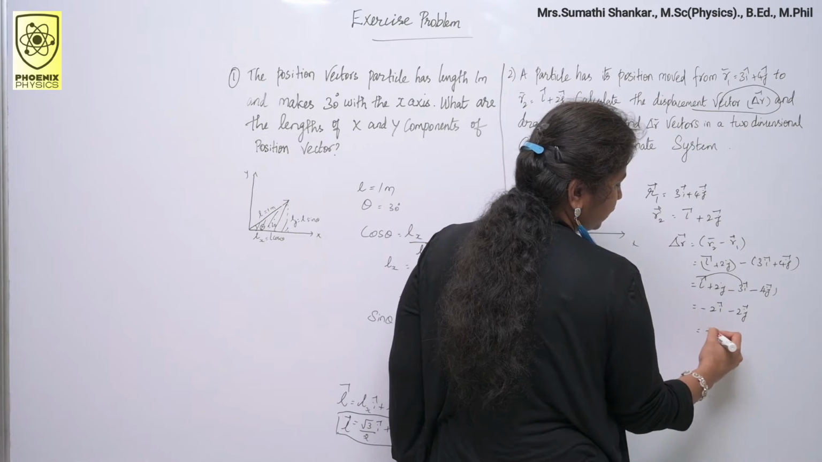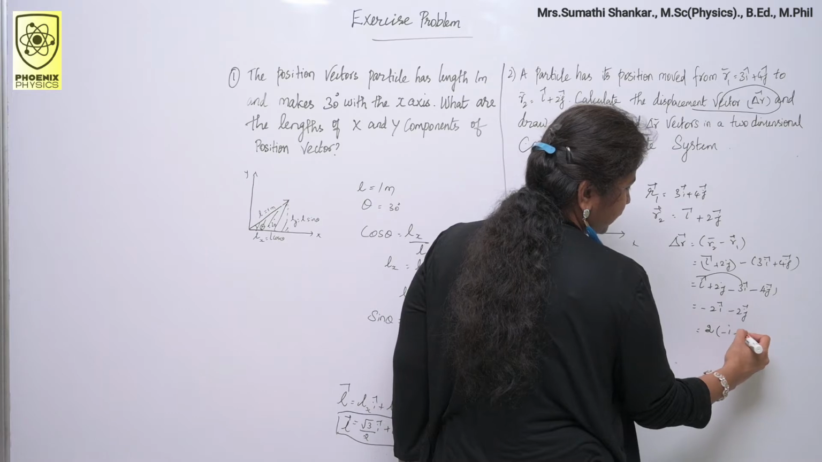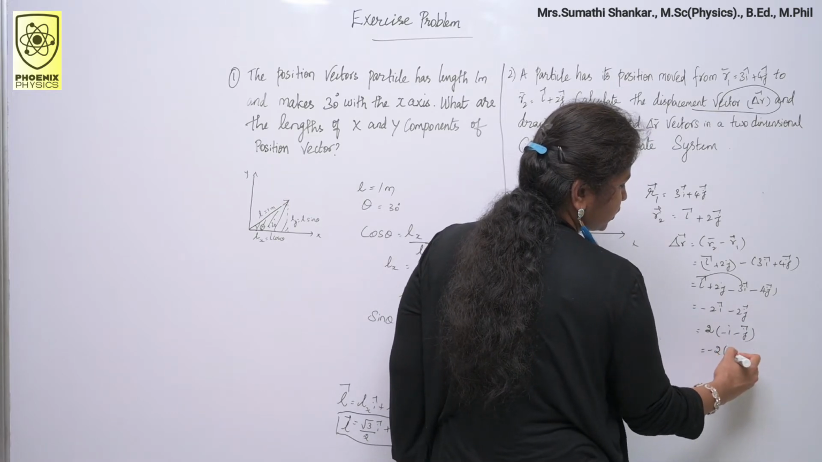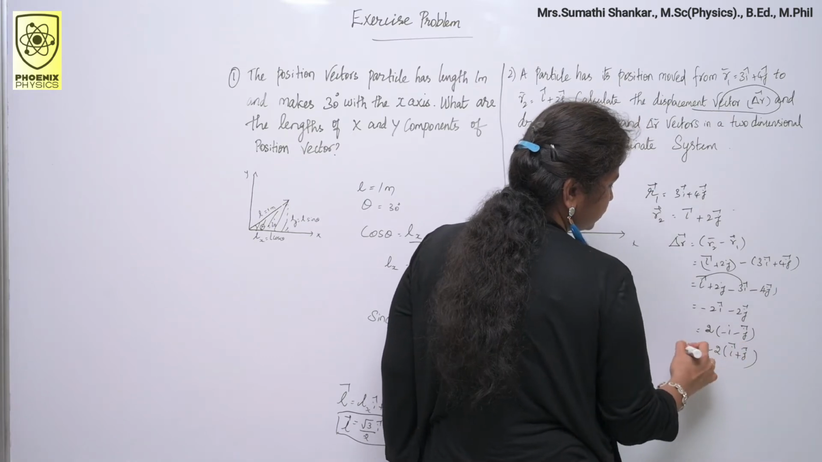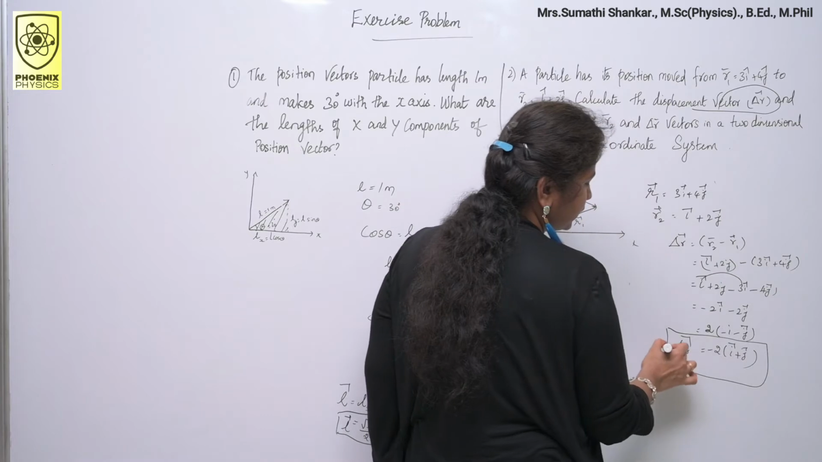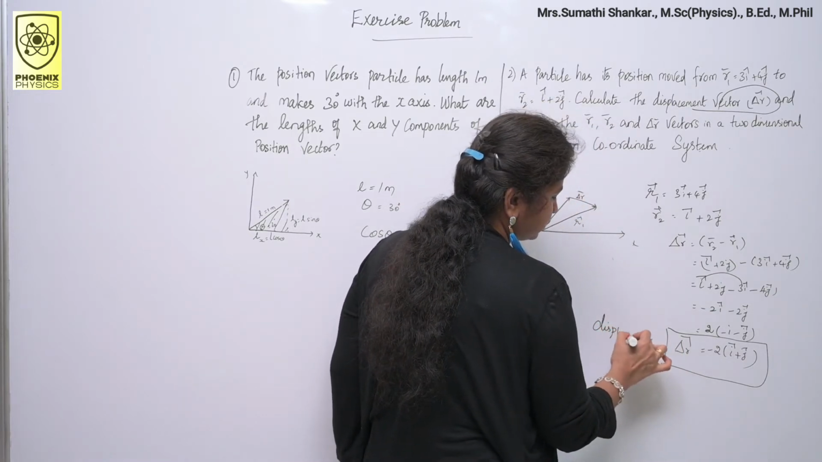Take 2 common, that is equal to minus 2 times i vector plus j vector. This is our delta r vector value. What is this delta r? This is nothing but the displacement vector.